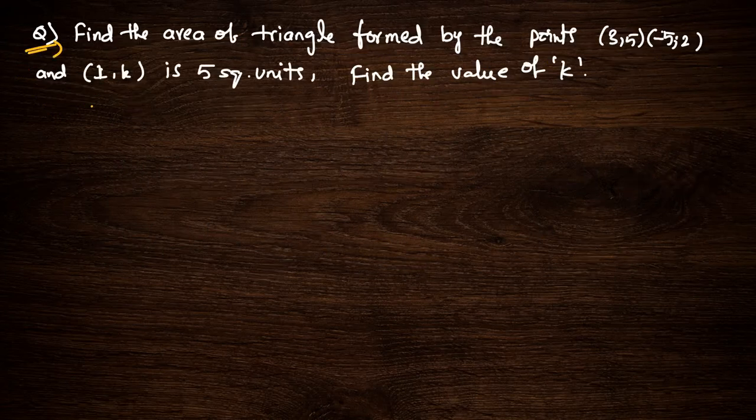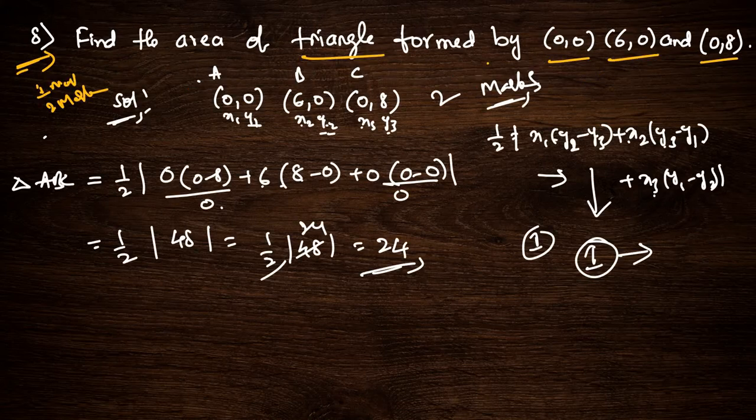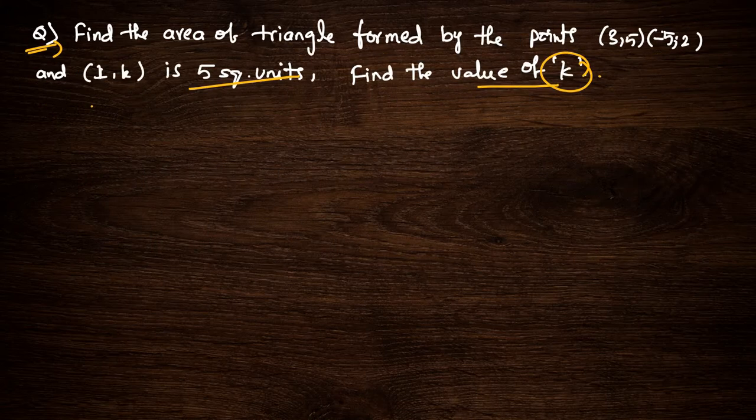Now the question is, find the area of triangle formed by the points 3 comma 5 and minus 5 comma 2, then 1 and 1 comma k is 5 square units. Find the value of k. He is asking us to find the value of k. So this question is the 9th one. Okay, sorry, the 9th question.